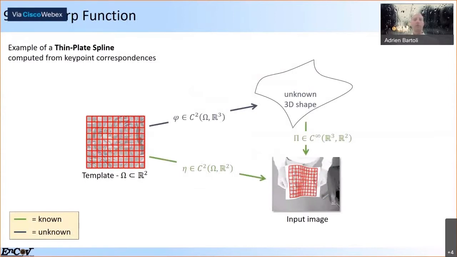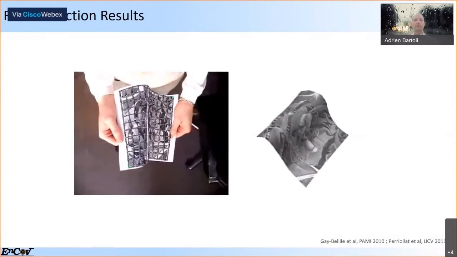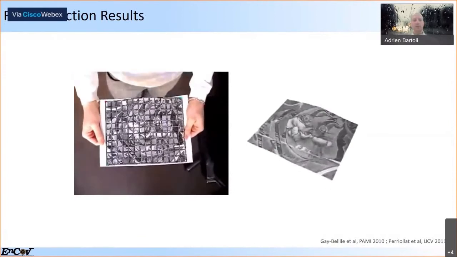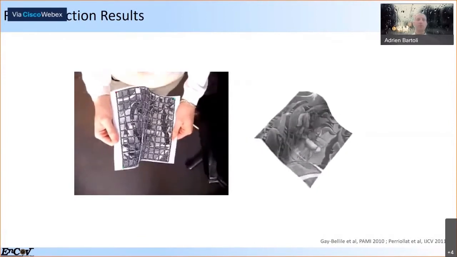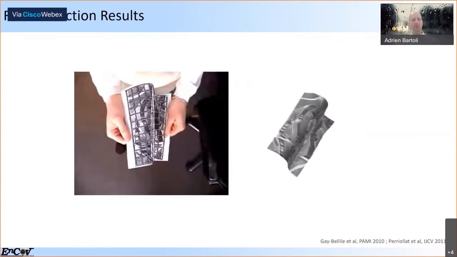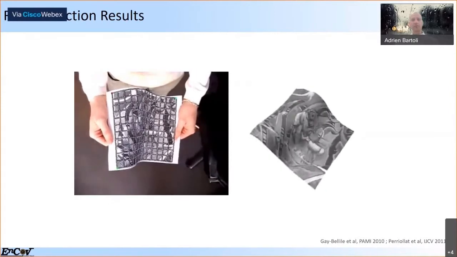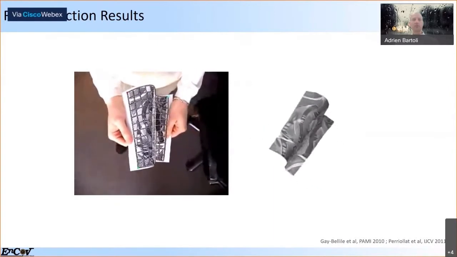So I'm showing how it goes for this warp function. Here, this is a thin plate spline that we have fitted between the template and the image, and we represent it by this red grid. So if we fit this thin plate spline, we have access to these affine correspondences very easily. So that's an example of reconstruction results obtained with this method. You can see the input image, and the grid you can see superimposed on the input image was obtained by fitting a thin plate spline. So this works automatically from SIFT correspondences. And on the right, you can see the 3D reconstruction we obtained.